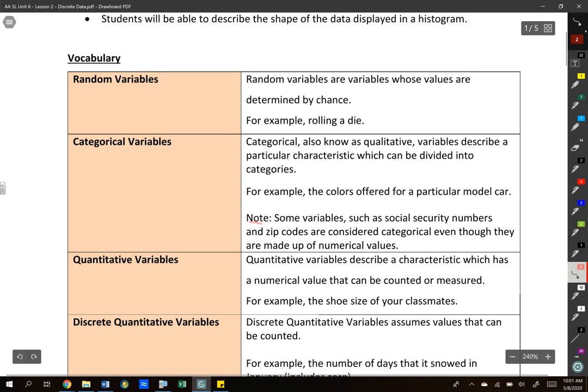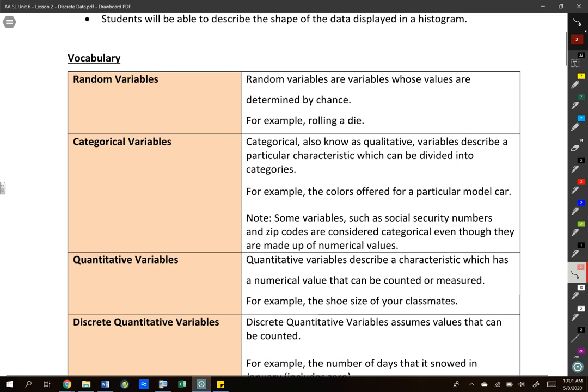Now, it's important to note right here, some variables such as social security number and zip codes are considered categorical even though they're made up of numerical values. If you think of it this way, does it make sense if you add two zip codes together? Does that have meaning? Right? It doesn't. A zip code is made up of numbers, but it's a label. Same with the social security number. If you added them together or multiplied them, it wouldn't have any relevance or any meaning. Again, it's made up of numbers, but it's just a label, it doesn't mean anything in terms of numerical value.